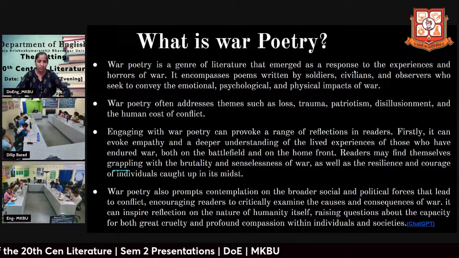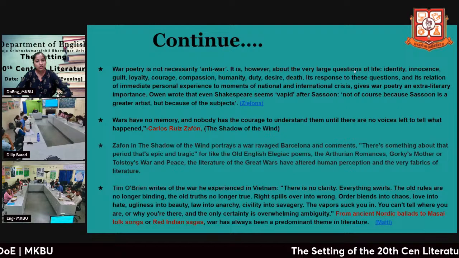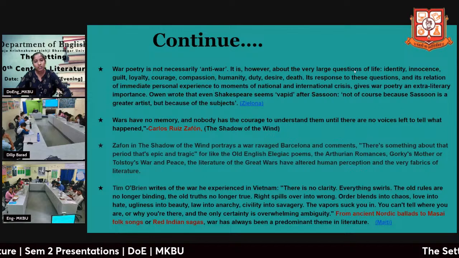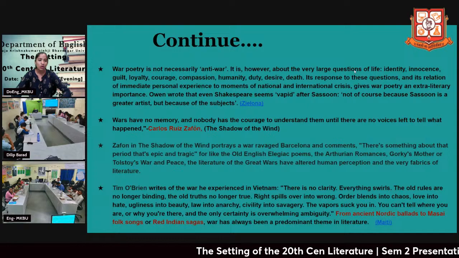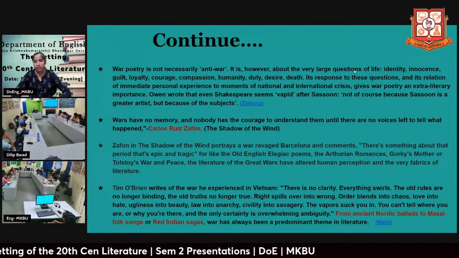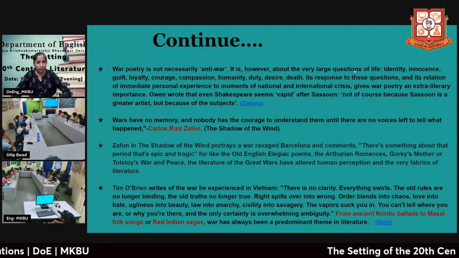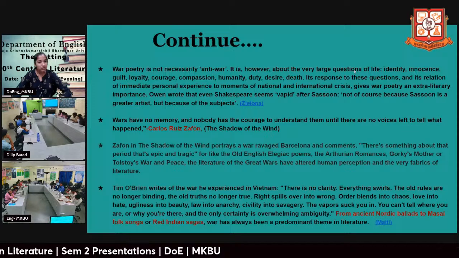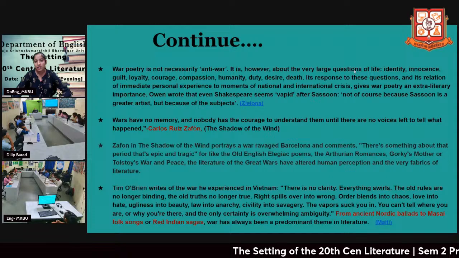War poetry is not necessarily anti-war. It is, however, about the very last questions of life: identity, innocence, guilt, loyalty, courage, compassion, humanity, duty, desire, death. It responds to these questions, and its relation of immediate personal experience to moments of national and international crisis gives war poetry an extra literary importance. One writer said that even Shakespeare's themes vanish after a session, not because Sessions is a greater artist, but because of the subject. And in the war there was no memory, and nobody has the courage to understand them until there are no words left to tell what happened.